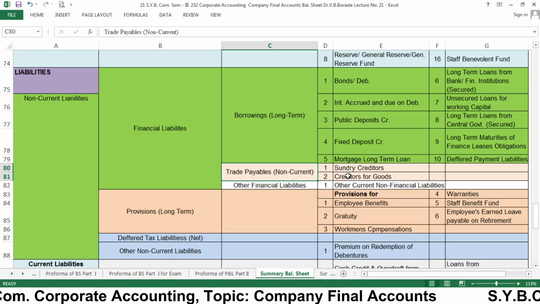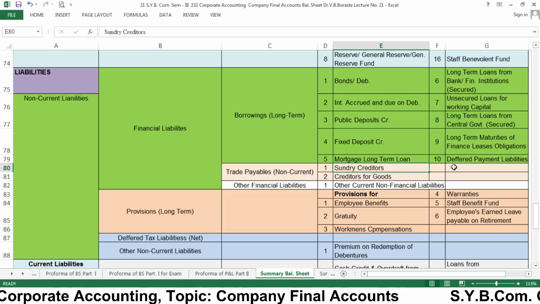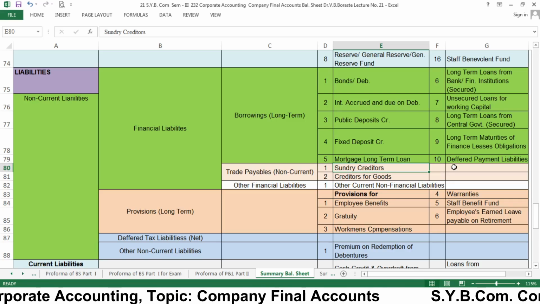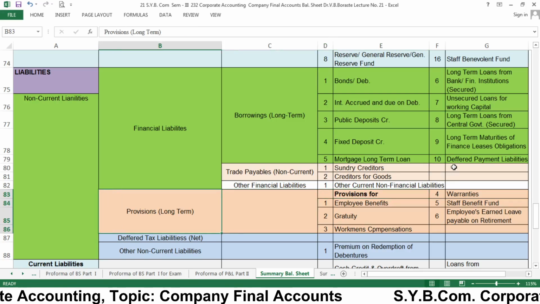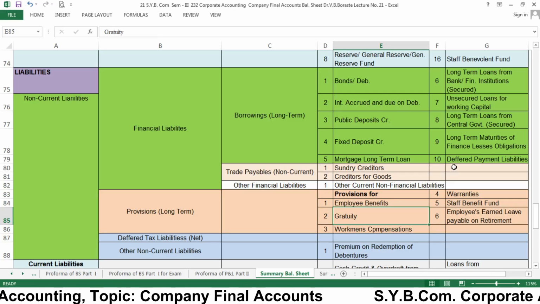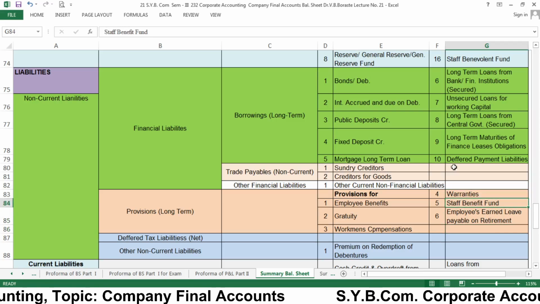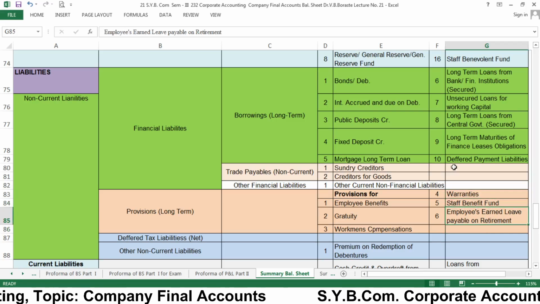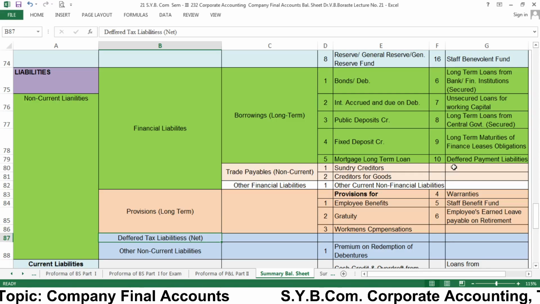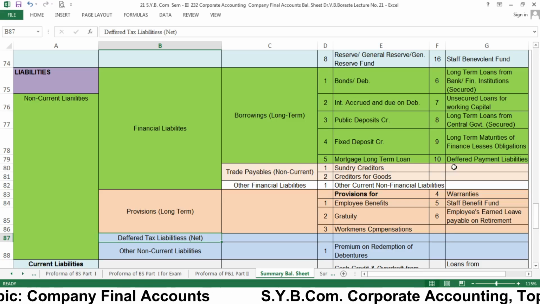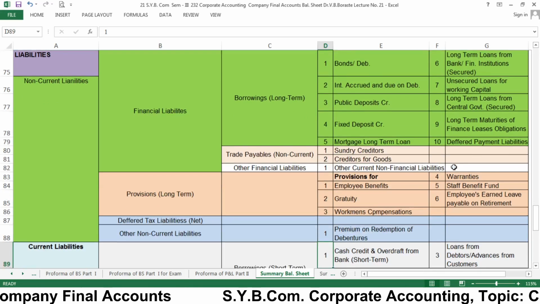Trade payable comprises sundry creditors for goods, and other financial liabilities comprise other non-financial liability, that is other current non-financial liabilities. And then under the head provisions long term, that is provisions for employee benefit, provisions for gratuity, provision for workmen's compensation, provisions for warranty, provisions for staff benefit fund, provisions for employees on leave payable on retirement. So these all are recorded under the head provisions which is long term. Then deferred tax liabilities, after that other non-current liabilities, that is premium on redemption of debentures.